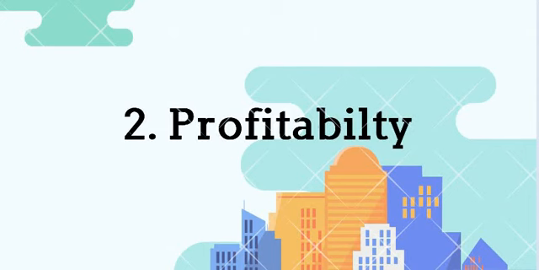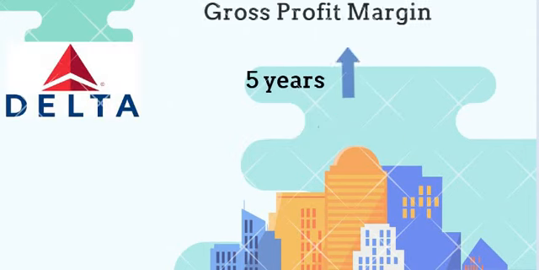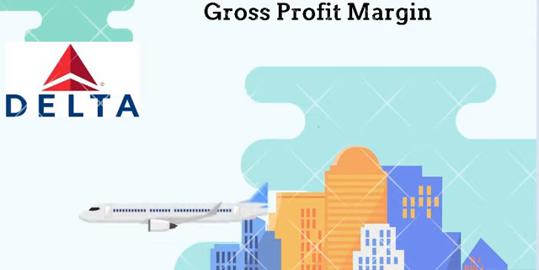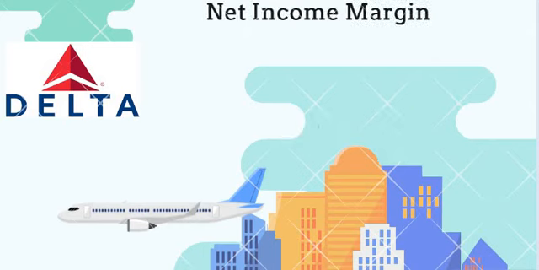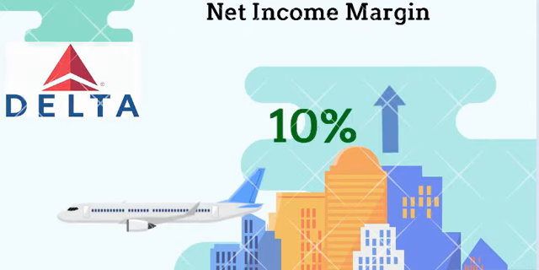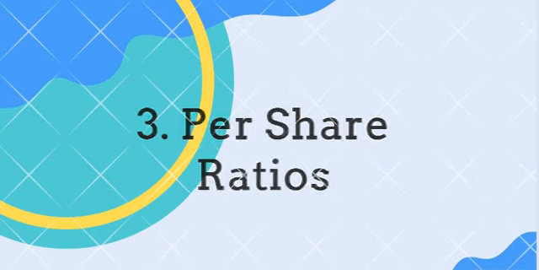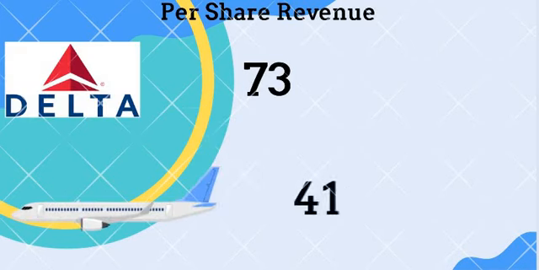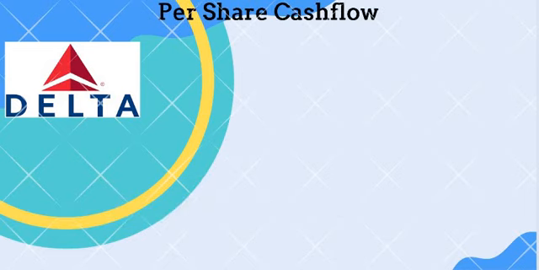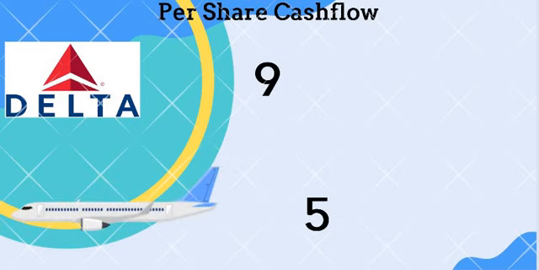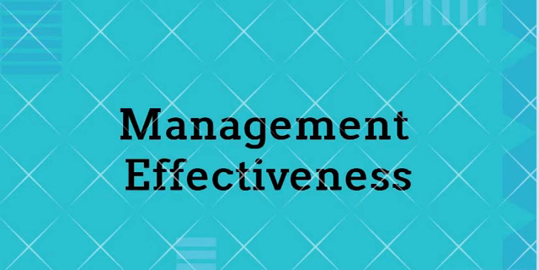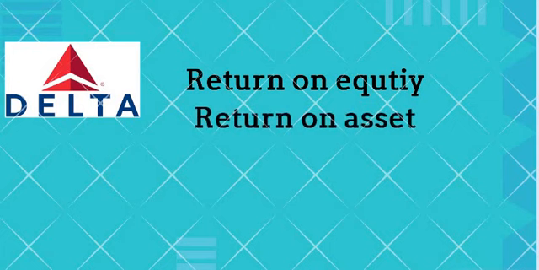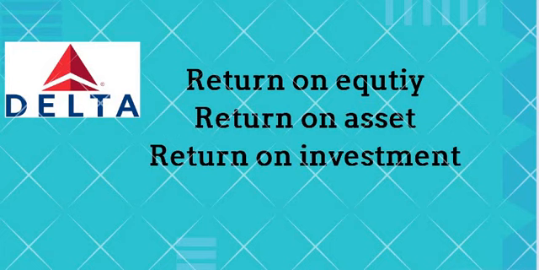Profitability. Along with the company's 5 years gross margin, its 12-month gross margin is also good, which is 6% more than the industry, and its net income margin is 10% better. Per share ratios. The company's per share revenue is 73, which is 78% more than the industry, whereas its per share cash flow is 60% more than the industry. Management effectiveness. There also the company's return on equity, assets and investment, all 3 of them are good.